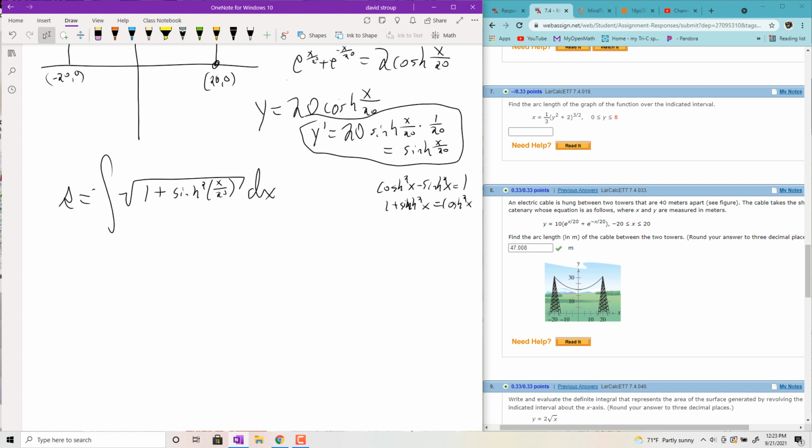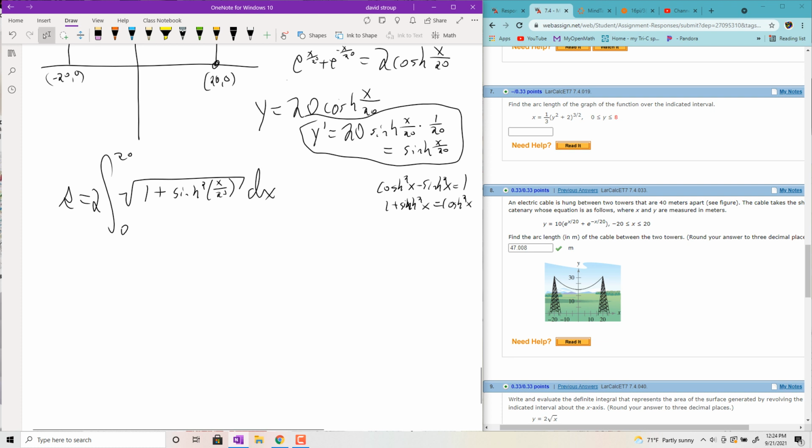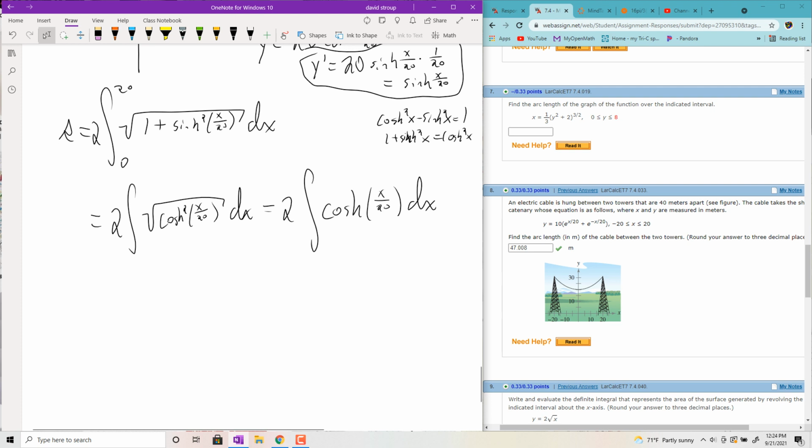I'm also only going to integrate from 0 to 20. So I'll get half the arc length from here to here, and then I'm just going to multiply by 2. So I put the 2 out in front because it's symmetric about the origin. So I have 2 times the integral of the square root, and this will become cosh squared of x over 20 dx. And of course, that will be 2 times the integral of just cosh of x over 20 dx. You could do a u sub. You'll end up with a factor of 20, so you'd end up with 40.